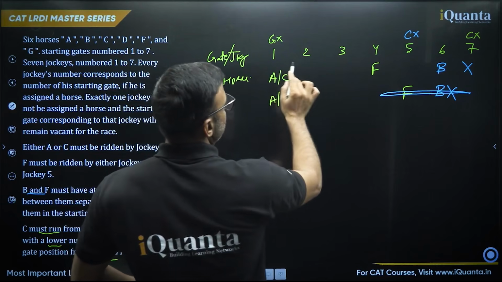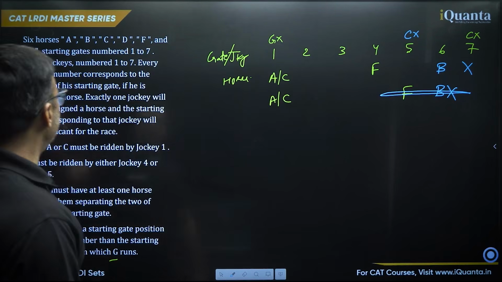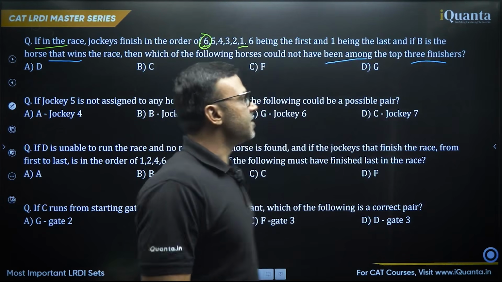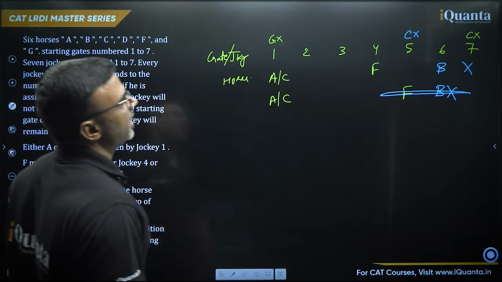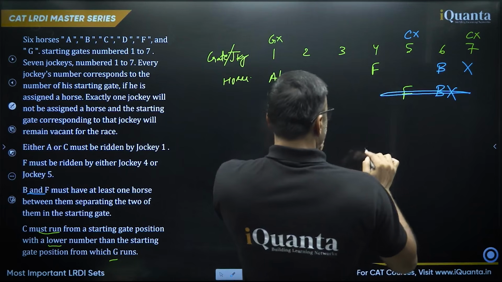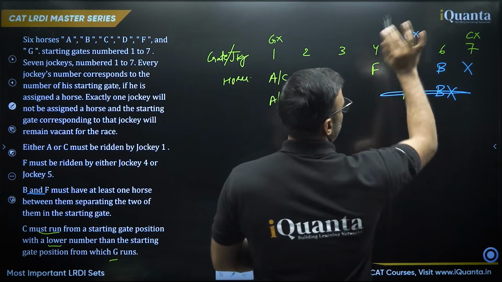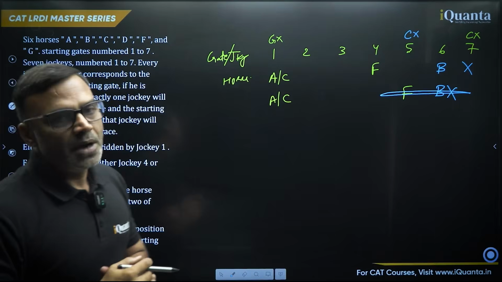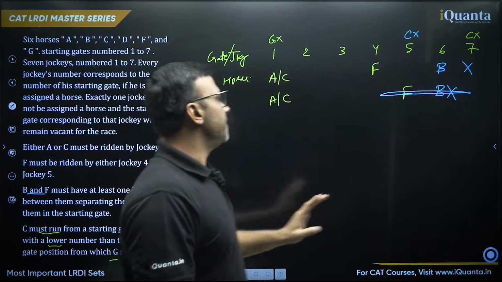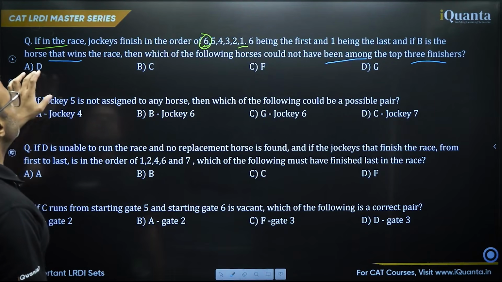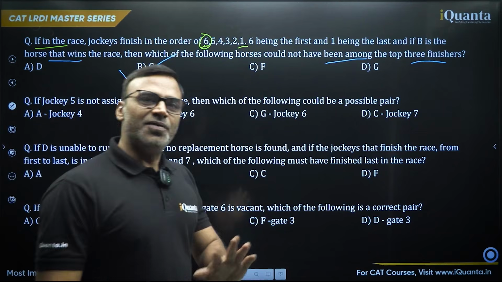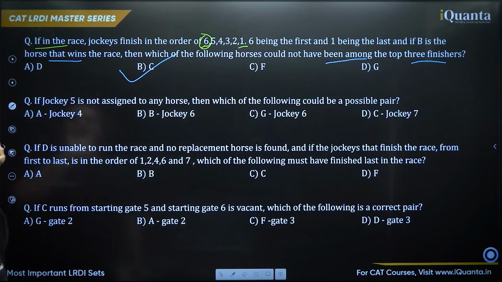Now C can be either 1, 2 or 3. We want the top finishers, right? Which of the following horses could not have been among the top 3 finishers? Top 3 is 4, 5, 6. So 4 is F, 6 is B, and 5 cannot be C. That is very, very clear. So among the top 3 performers, C cannot be there. That is for sure. Check the options. D, C. Oh, so C is there. And done. You don't have to go further. That's the beauty, the best part of this question.